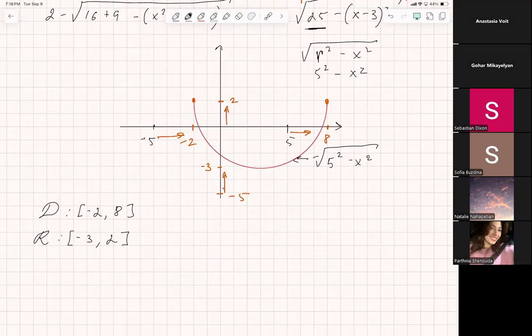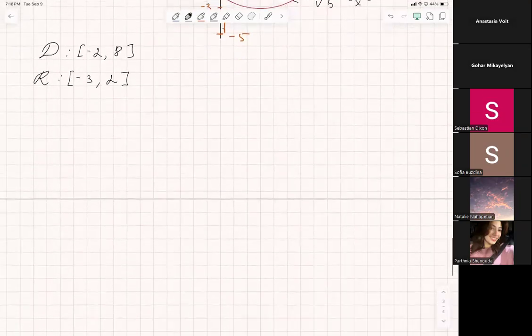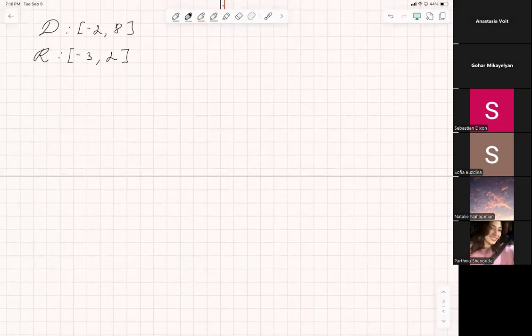Okay, so let's move on then to the next one. So let me show you a couple more graphing transformation problems that we didn't have a chance to cover in class. So I have y equals x minus 3 squared. Okay, give me a second.